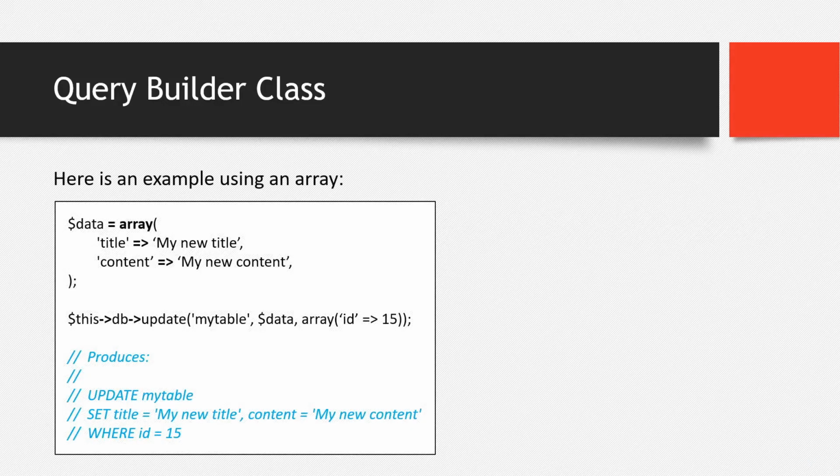So this is our example. We have the data, then we call the update method. First parameter will be the table, second will be the data, and the third will be the where clause. Okay, and we are looking for a record having an ID of 15. So it will produce a query of something like this: update my table, set title, my new title, content, my new content, then the where clause, which is ID equals to 15.